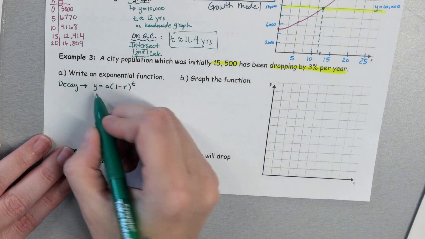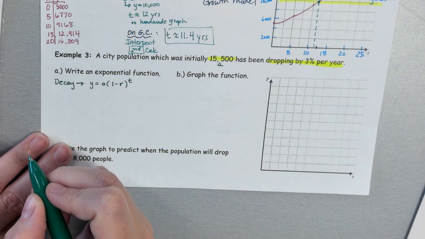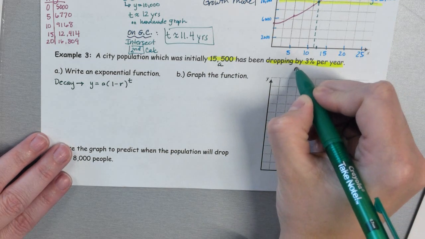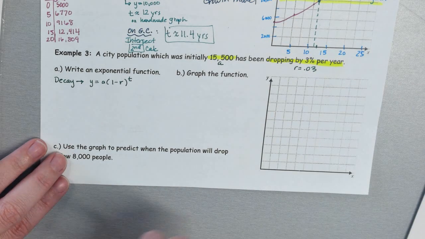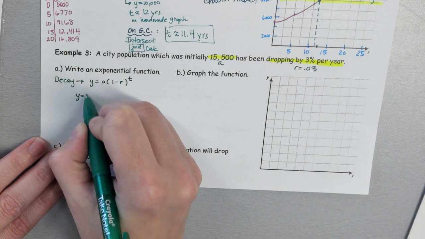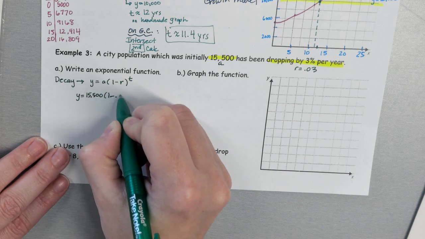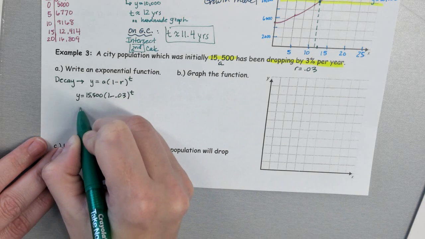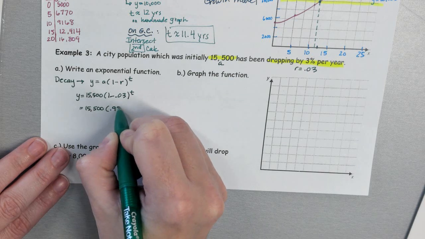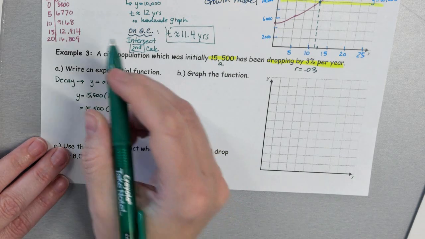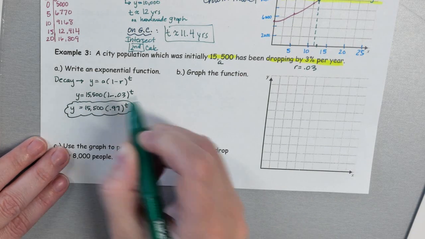And then your a value is going to be the 15,500. Your r value is going to be 0.03. Okay, so when you plug this in, y equals 15,500 times 1 minus 0.03 to the t, which is going to give you 15,500 times 0.97 to the t power, and then this is what we call our decay model.